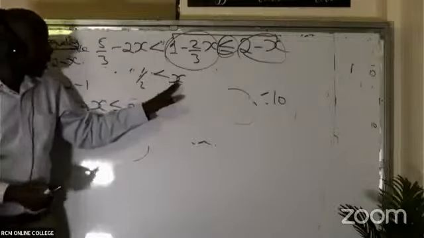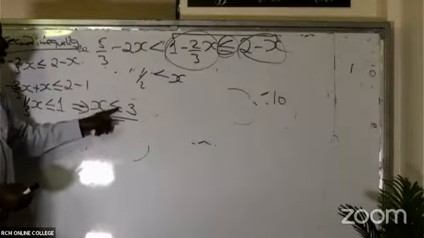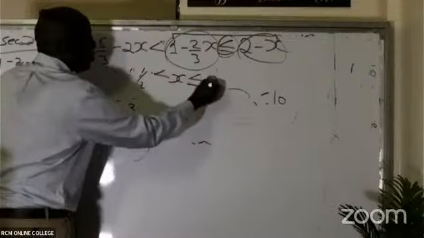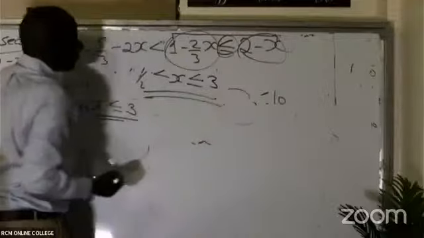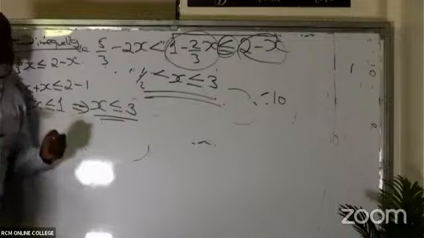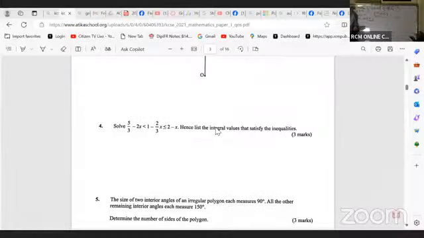But from this other side, this same x should be less or equal to what here? 3. So x should be less or equal to 3. I will double underline this. So from there, we look at what we call the integral integers, because at the end of the day, the examiners wanted us to also list the integral integer values that satisfy the inequalities.